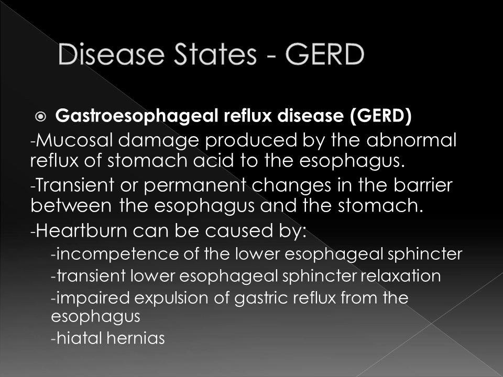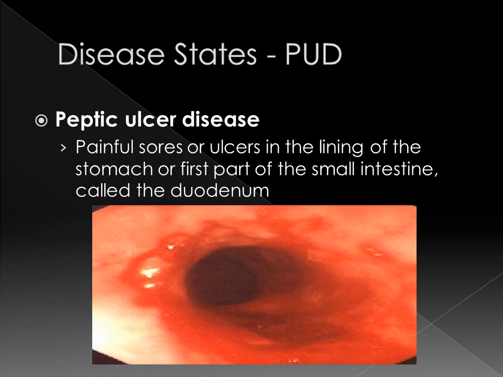Let's first talk about GERD. GERD stands for gastroesophageal reflux disease, and this is caused by mucosal damage produced by an abnormal reflux of stomach acid into the esophagus. This is due to transient or permanent changes in the barrier between the esophagus and the stomach. Heartburn can also be caused by incompetence of the lower esophageal sphincter and transient lower esophageal sphincter relaxation. GERD can also be caused by a condition known as hiatal hernias.